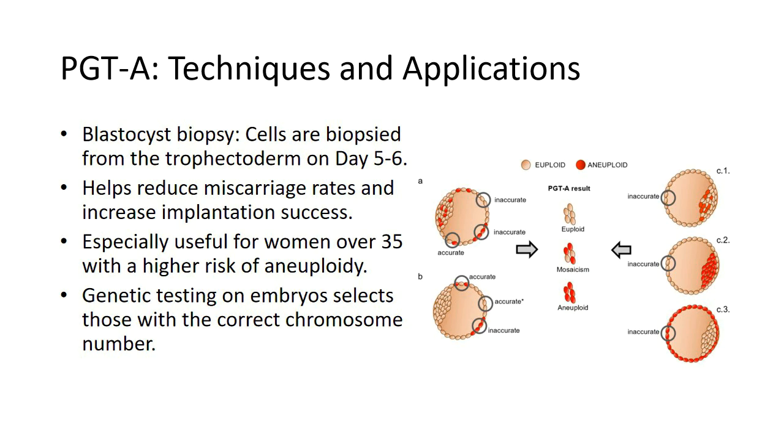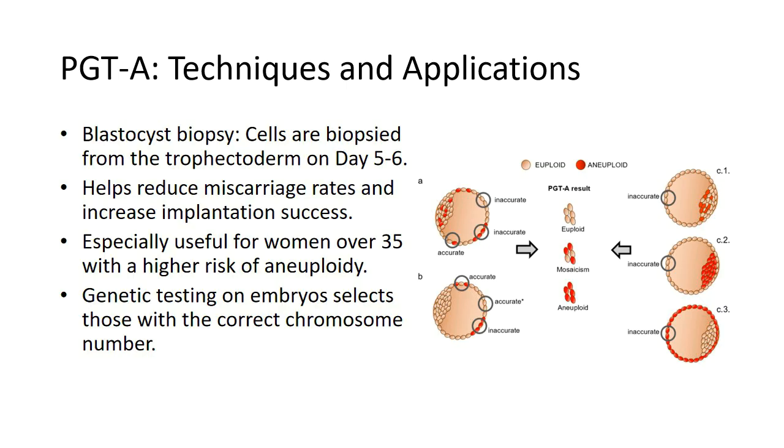B. Techniques used in PGT-A. Blastocyst biopsy. Typically, cells are biopsied from the trophectoderm, the outer layer of cells of the embryo, typically on day 5 or day 6 of embryo development. The biopsy involves removing a small number of cells, typically 5 to 10 cells, without damaging the embryo. Genetic testing is then performed on these cells to identify chromosomal abnormalities.